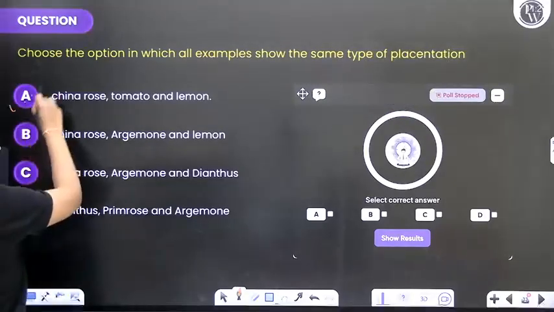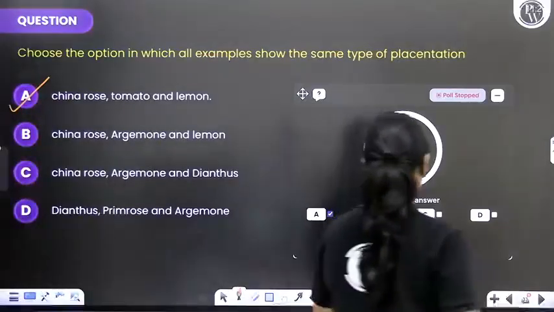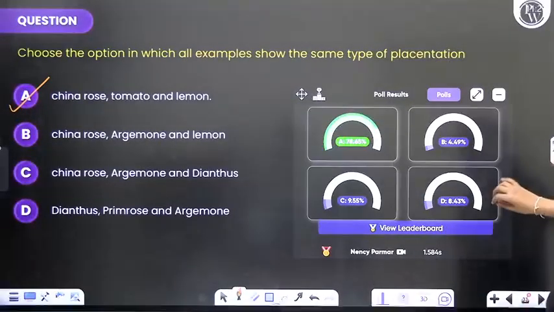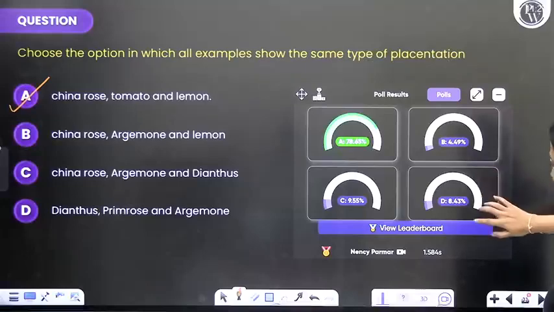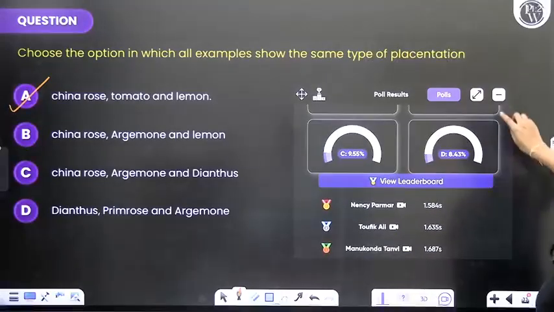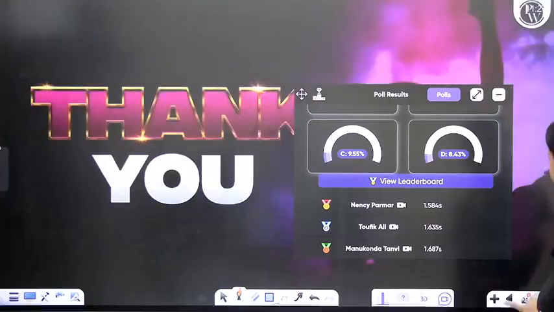Axile placentation: China rose, tomato, lemon. Option A is the correct answer. 79% of you. Nancy, Tawfiq, Tanvi, top 3. That's the end of questions for today's class.